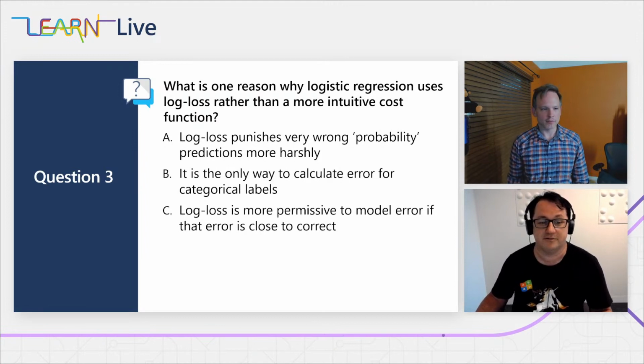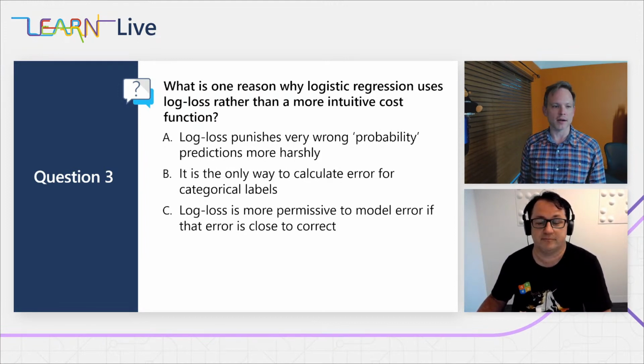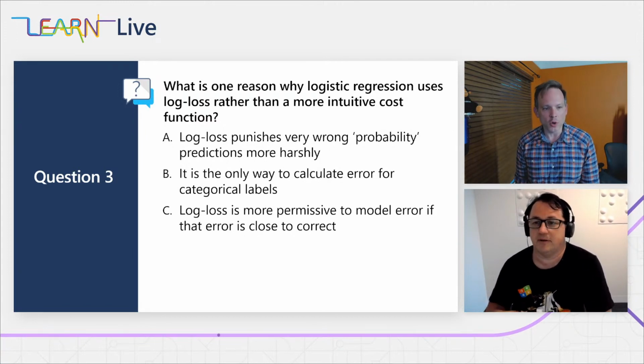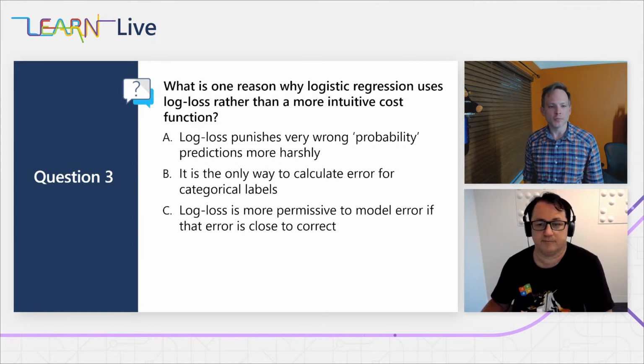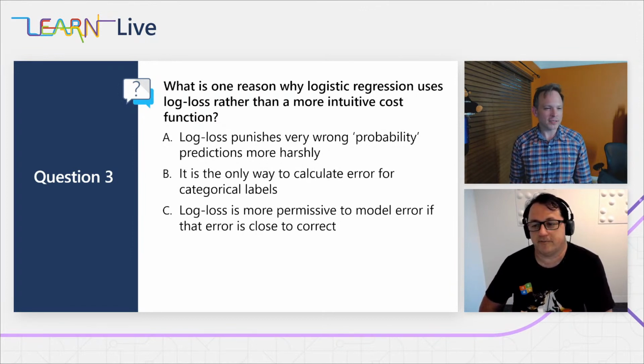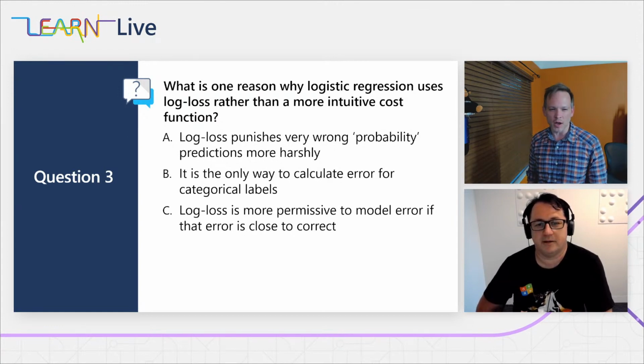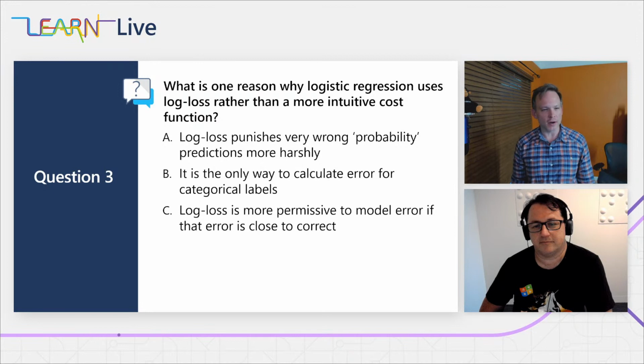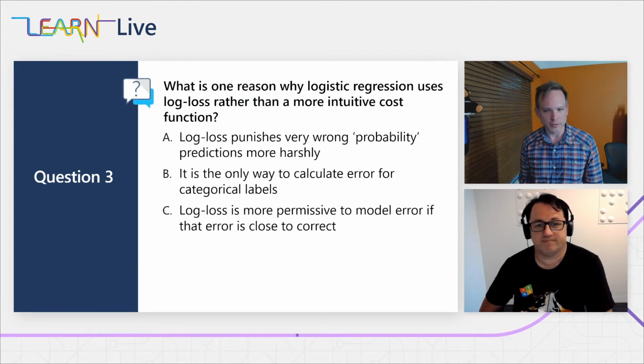All right, so let's flip this one. Let's go this time and say, all right, log loss is more permissive to model error if that error is close to correct. Is it more permissive to model error if that error is close to correct? That's actually not entirely crazily wrong, but it's not a helpful answer, I think. So maybe that one's a little bit not crazy, but let's keep going. It is the only way to calculate error for categorical labels. Well, that's very wrong.